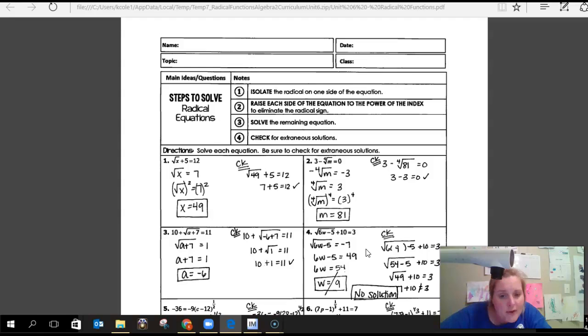If we look at number 4, okay, first thing we have to do is subtract 10. That gives us negative 7. You square both sides. That's 49. Get rid of the radical. Add 5, 54. Divide by 6 gives us 9. Now she's got a slash through it. The reason is when you come over here and check it, you get 54 minus 5, which is 49. Square root of 49 is 7. 7 plus 10 is not 3. So because that did not work out, that one has no solution. Okay, back to me.